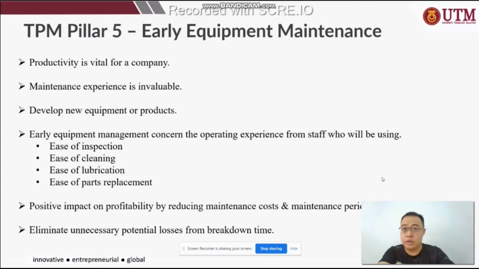By developing good equipment or products, there will be a huge positive impact on profitability by reducing maintenance costs and maintenance period. From there, we can also save labor cost by reducing the maintenance period. Besides that, we are able to eliminate unnecessary potential losses from breakdown time to maximize the production time.